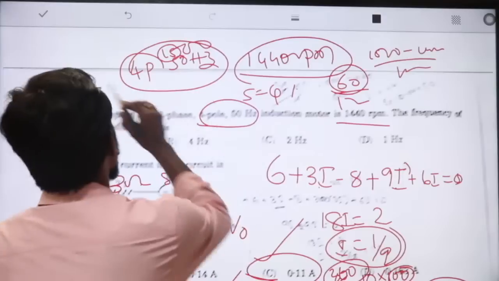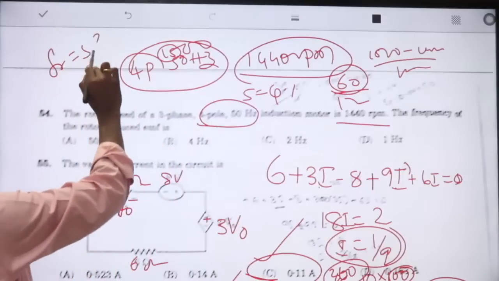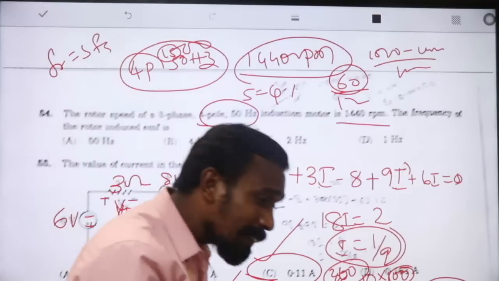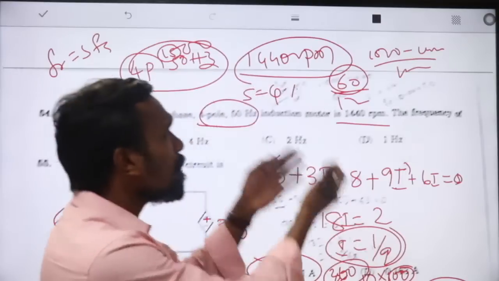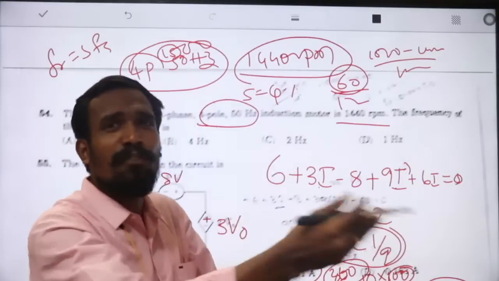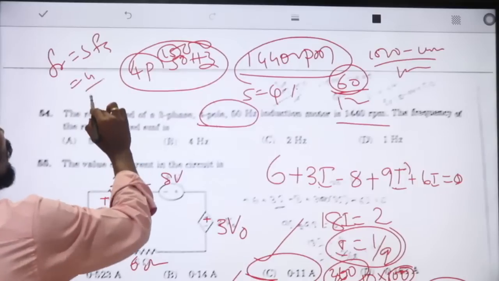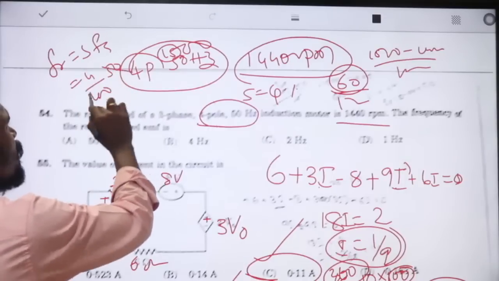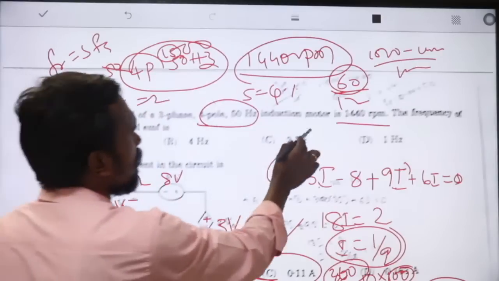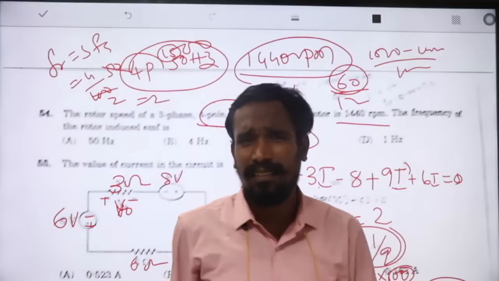The rotor frequency, you know very well, Fr is equal to S times Fs, slip times Fs. What is the slip? It is 4%. The 4% of 50, 4 out of 100 multiplied by 50, equals 2. 2 Hz is the answer.